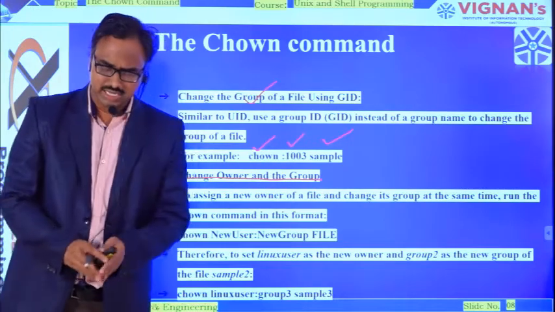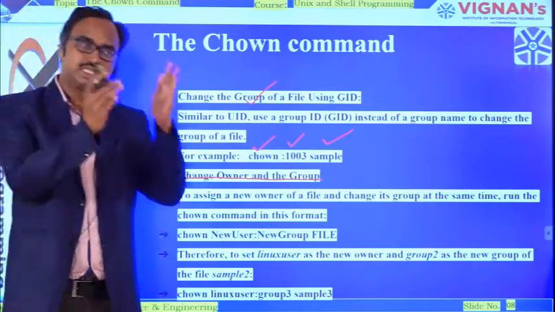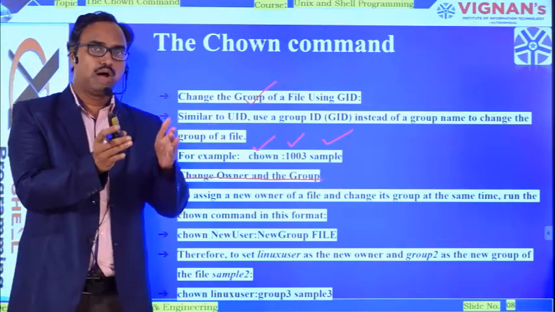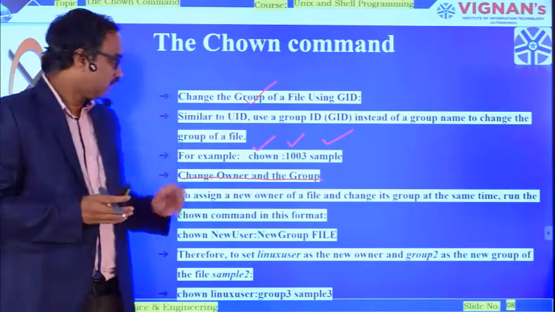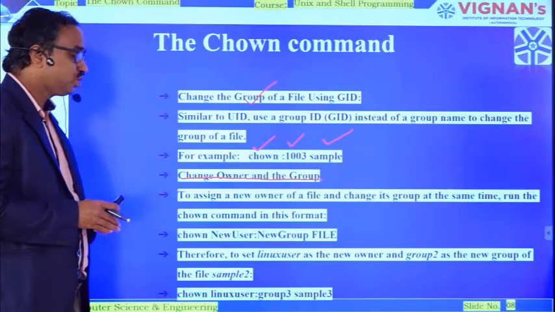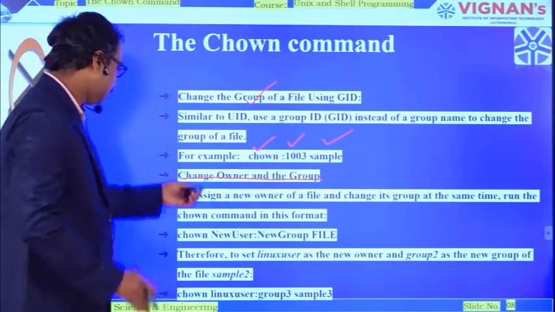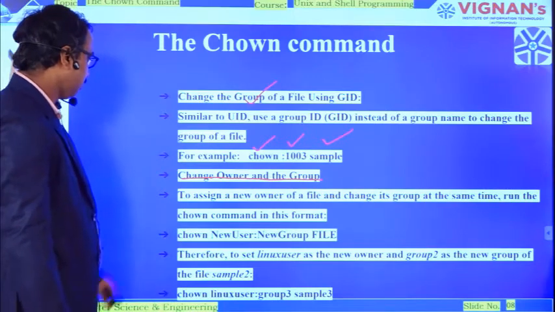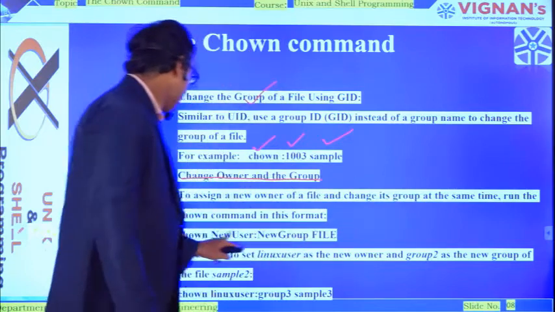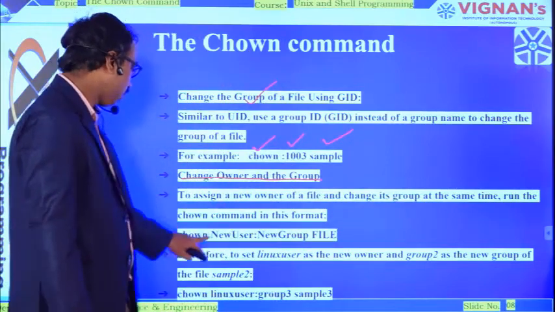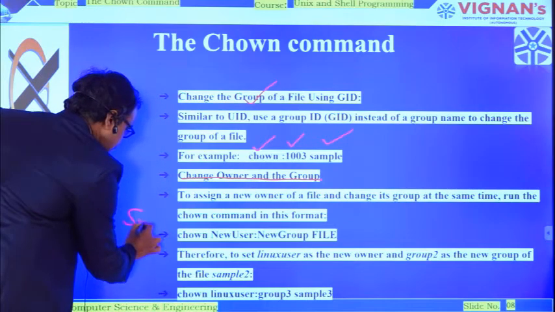So far we have seen individually changing the owner, changing the UID, and then changing only the group. After that, changing the group ID, GID. Now after that, we will see how to change both the owner as well as the group. In Unix or Linux operating system, if we want to change the owner of a file and its group at the same time, run the chown command in this form. This is the syntax.